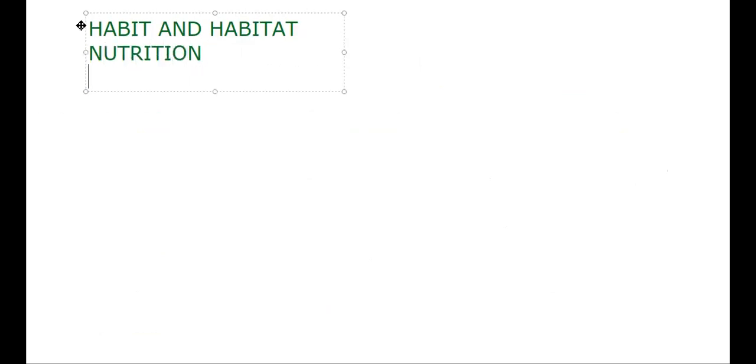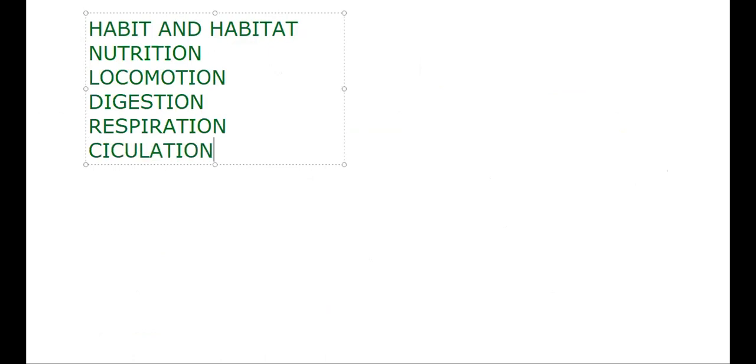As I said to you, for general characters we are following a format from the beginning. We need to go with habit and habitat first. Then nutrition, how they collect the food material, then locomotion, digestion, then respiration, circulation, excretion. You'll be adapted to this slowly.